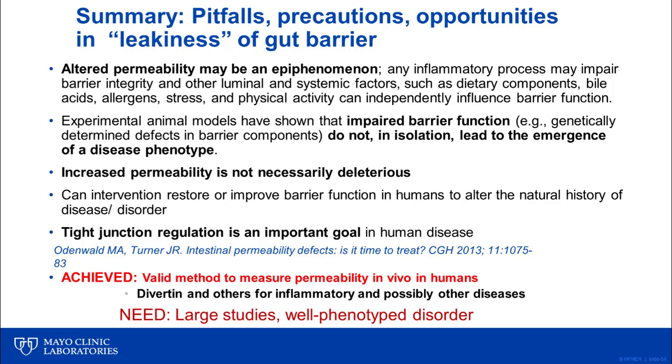Increased permeability is not necessarily deleterious, but damage to that leak pathway or inducing apoptosis in epithelial cells could be, because you get much larger dietary antigens and other bacterial antigens coming across. So tight regulation is an important goal in human disease. And I think we've moved on in the last 5 to 7 years. I believe we now have a valid measurement for intestinal permeability in vivo in humans. And I think divertin, and there are a few other molecules that are in development, have the potential to reverse the inflammatory process, possibly other diseases, by restoring normal barrier function.